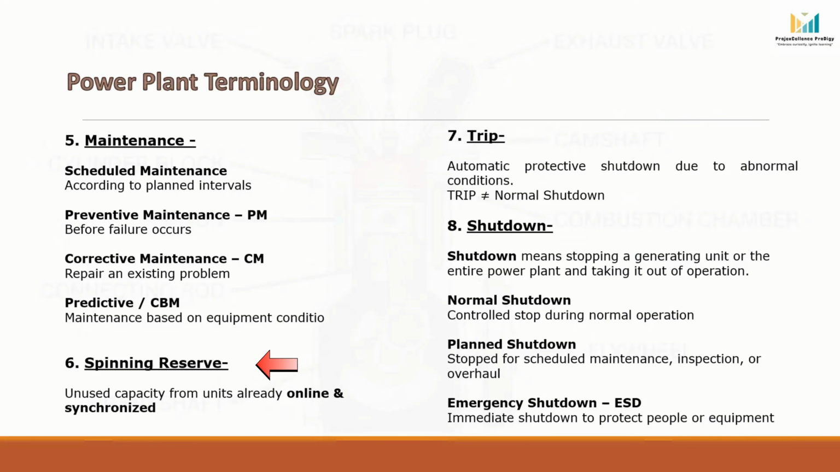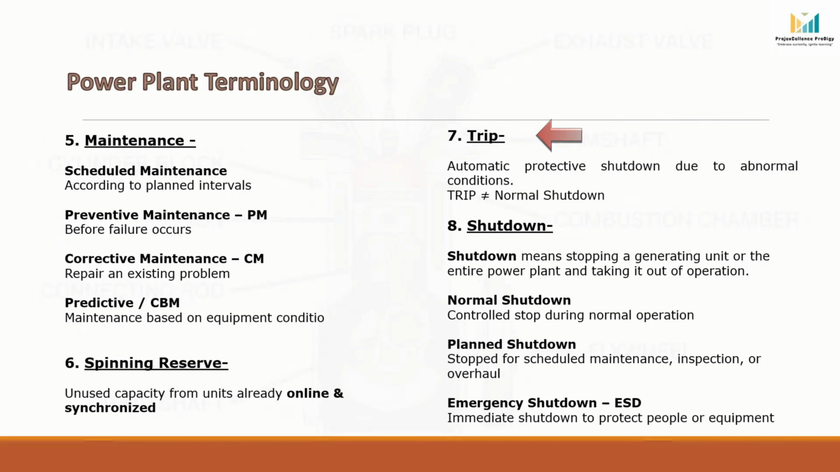Spinning reserve. Spinning reserve means extra unused power available from units that are already running and connected to the grid. Suppose 4 9-megawatt gensets are running and each genset is producing 8 megawatt. So total generation is 32 megawatts. Here each genset still has around 1 megawatt of unused capacity. So the total unused online capacity is 4 megawatts. That can form part of spinning reserve, subject to grid and operating limits.